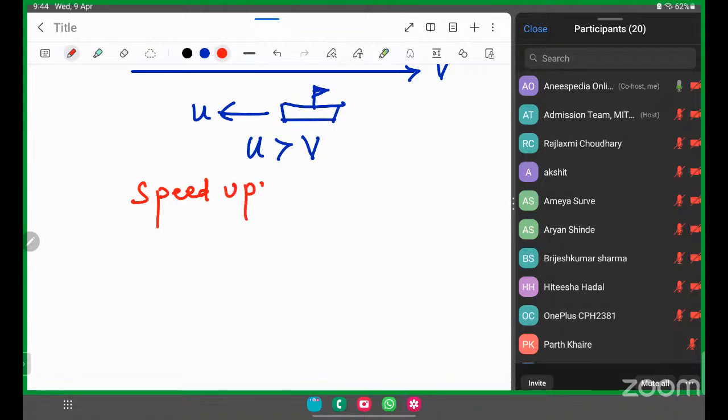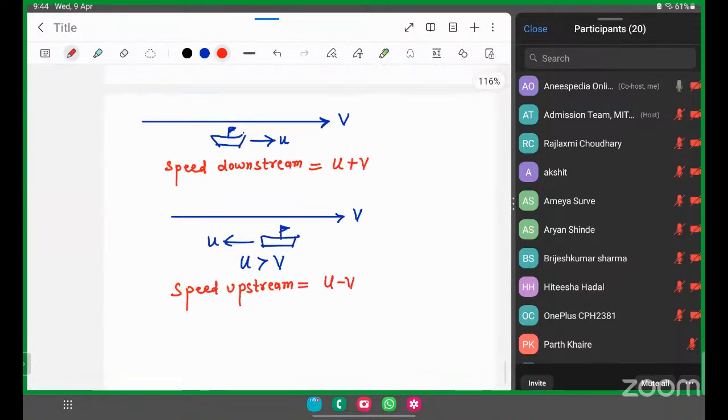Speed upstream, because they are both in opposite sense. So this will be u minus v. Understood? Are you getting it?